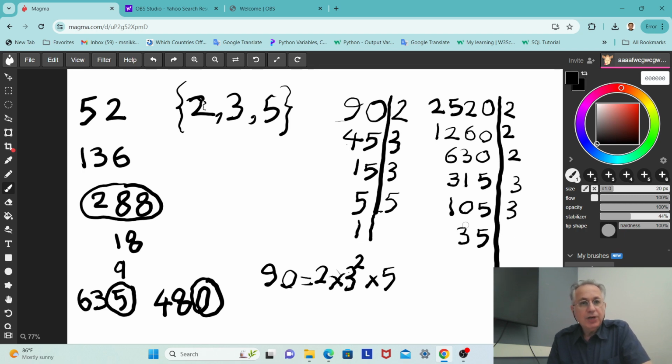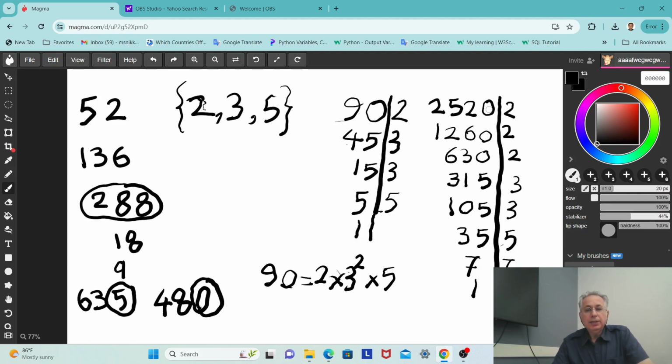Go for the 5. Is it a multiple of 5? Look at the right digit. It is 5, so 35 is a multiple of 5. Divide by 5. 35 divided by 5, you know the multiplication table, 7. So, 7 itself is a prime. 7 divided by 7 equals 1. Over. Done.